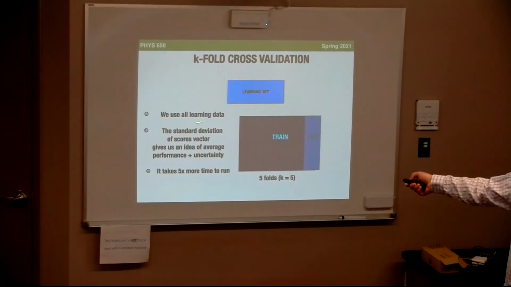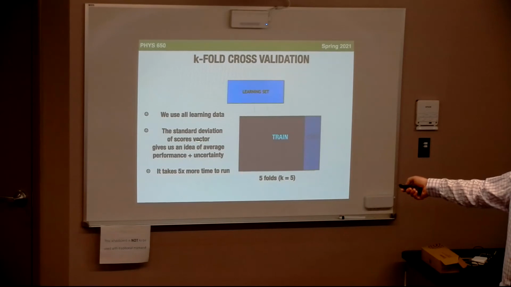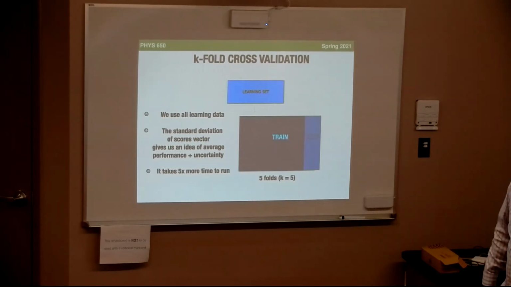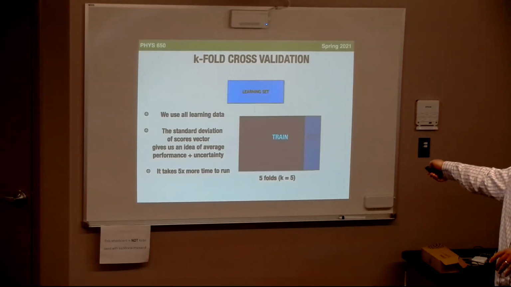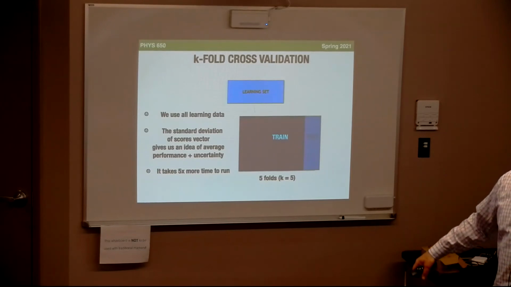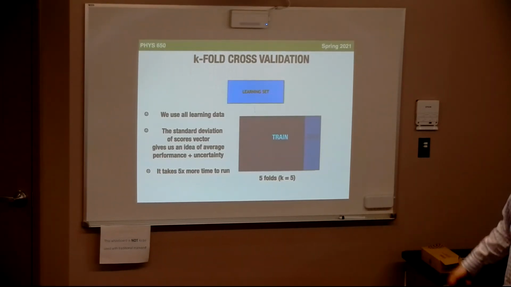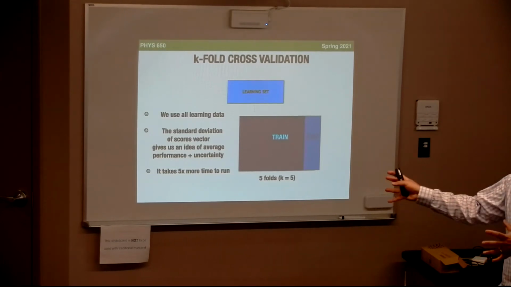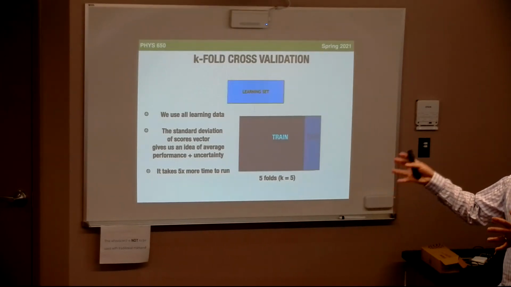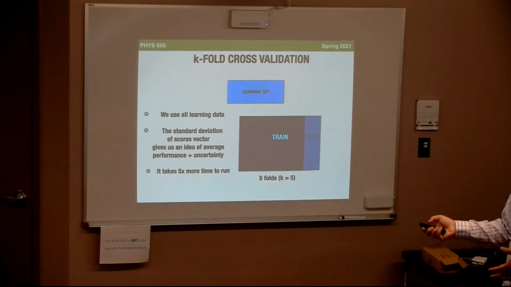So we use all the learning data set. The standard deviation of the scores vector, basically the results, gives us an idea of average performance and uncertainty. So we didn't accidentally luck out with our training set and test set and go, wow, we got a recall of like 80%, we're doing great, and then find that if I split it differently, I get a completely different value. That is an outlier effect. You can average over that by simply splitting and doing it multiple times.